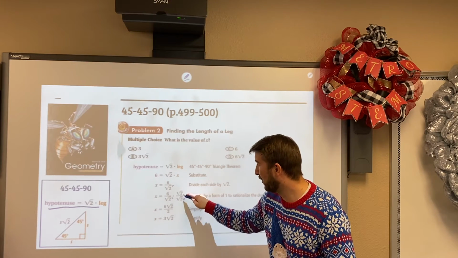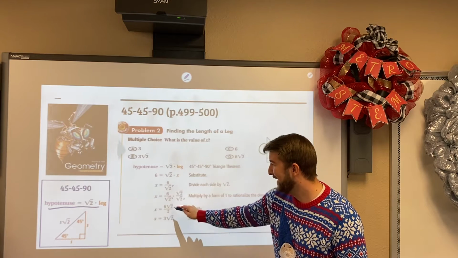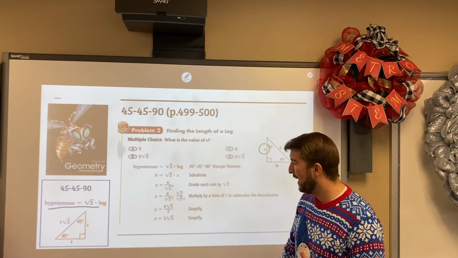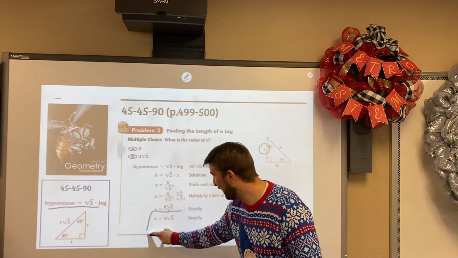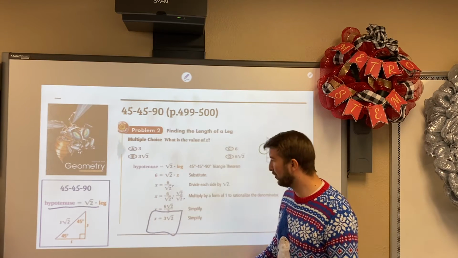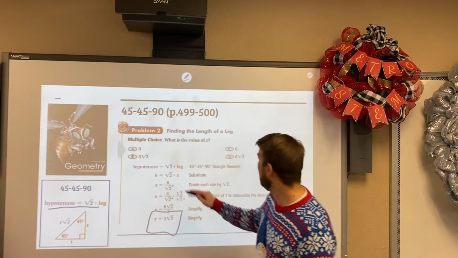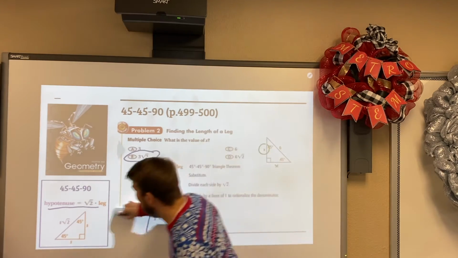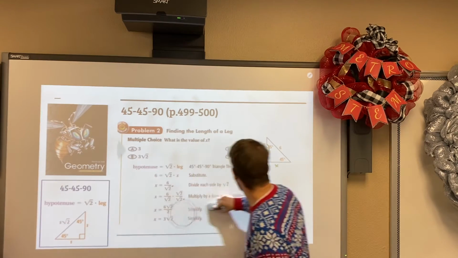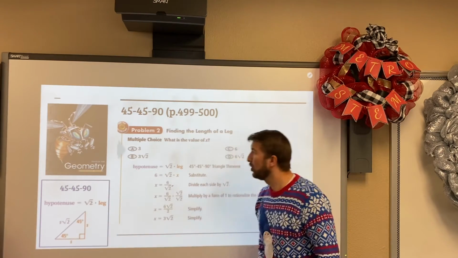This 6 times radical 2 just joins 6 radical 2 over 2. And then we simplify, we can divide 6 from 2. And so our final answer is x equals 3 radical 2, which would be B. All right, that is 45, 45, 90 triangles.